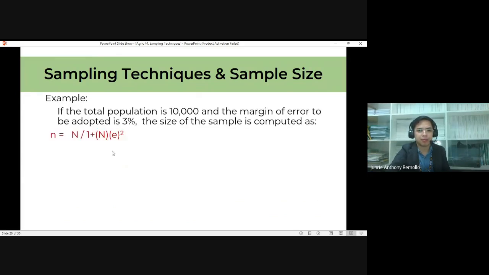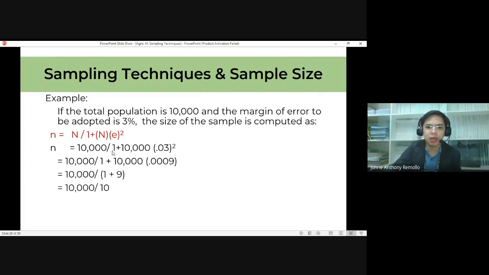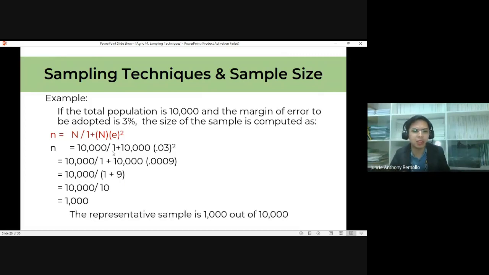Example: if the total population is 1,000 and the margin of error to be adopted is 3%, then the sample size is computed by deriving the formula. Applying MDAS, you settle first the final values for your numerator and denominator. In this case, and even in the previous example, the numerator is already in place, at 10,000. So we need to compute the value of the denominator.